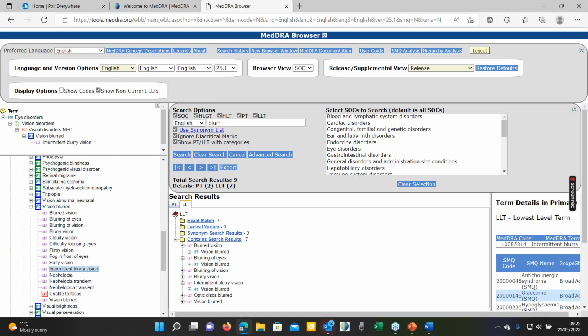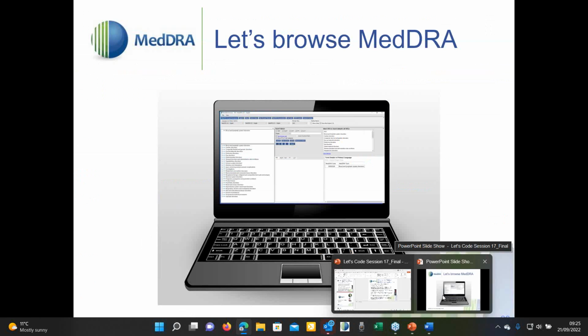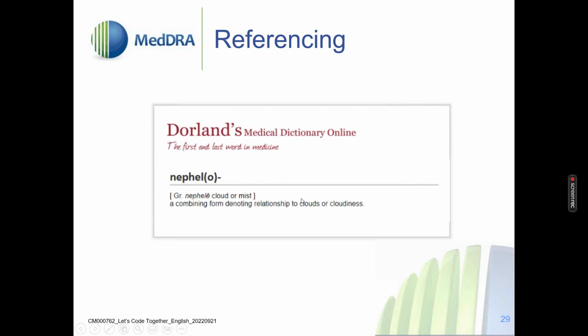Intermittent I wouldn't choose because transient means it's come and it's gone away. Intermittent means it's a series of episodes where it comes, goes away, comes back, goes away. We don't know that. The patient may have just had the blurry vision on one occasion. So let's go back to our slides, and I would be looking now to find a definition for that nephrolopia before I make a decision.